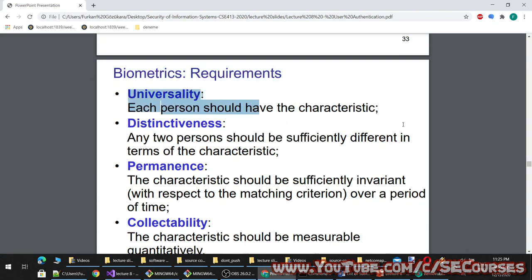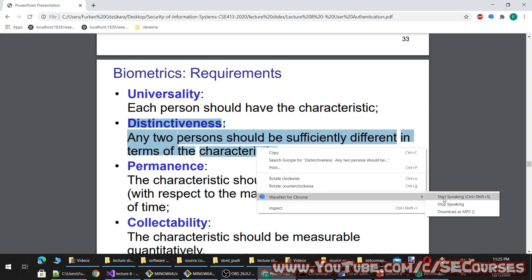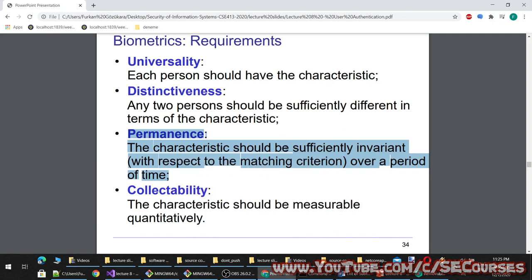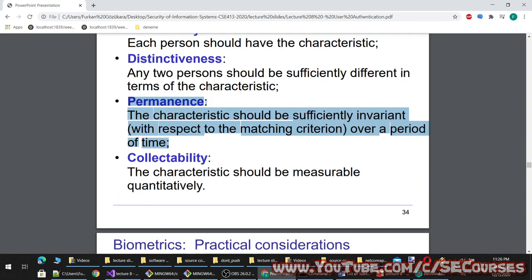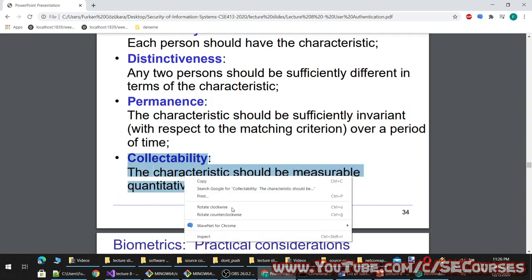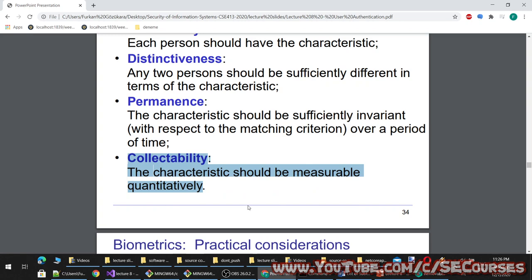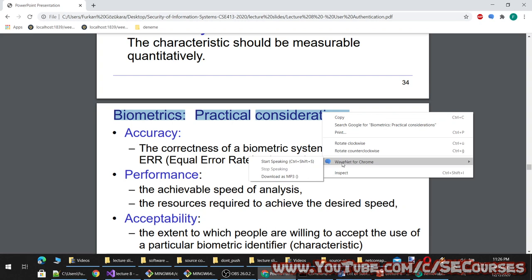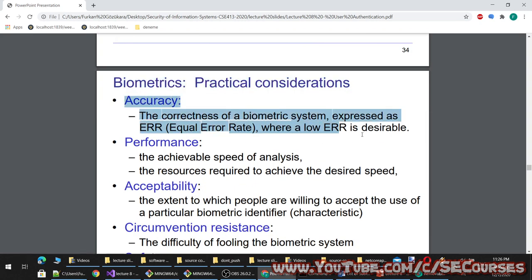Biometrics requirements. Universality, each person should have the characteristic. Distinctiveness, any two persons should be sufficiently different in terms of the characteristic. Permanence, the characteristic should be sufficiently invariant with respect to the matching criterion over a period of time. Collectability, the characteristic should be measurable quantitatively. Biometrics, practical considerations.